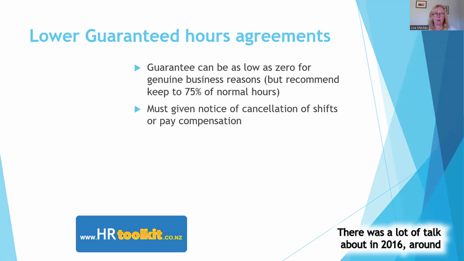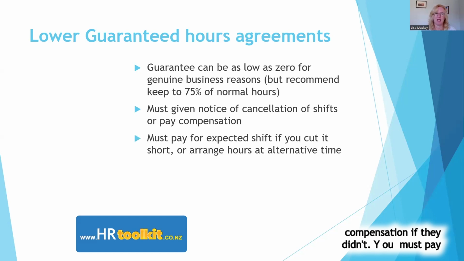There was a lot of talk in 2016 around 0 hours contracts being illegal, and they were made illegal. And if you Google 0 hours contracts, yes, there's all sorts of things that say these are illegal. Well, the Employment Relations Act 2016 came out, and what it did was put in place the requirement for employers to give notice of cancellation of shifts or to pay compensation if they didn't. And the requirement to pay for the expected shift length, or to cut it short or arrange hours at an alternative time.